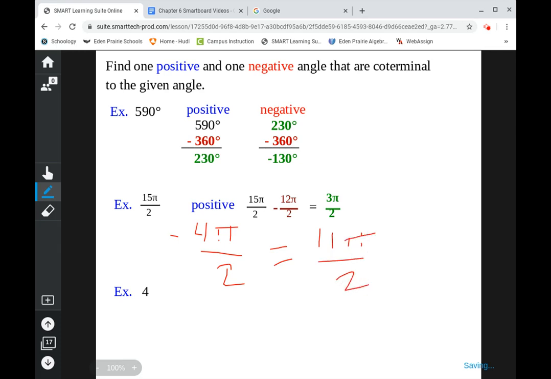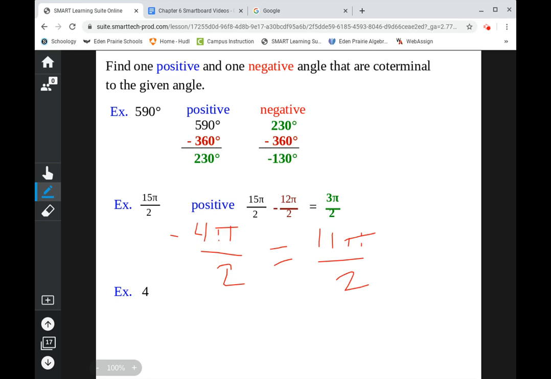That's the best you guys are going to get. Sorry. 11 pi over 2 is also coterminal to 15 pi over 2. All right, just keep that in mind. But I got 3 pi over 2 because by subtracting 4 pi over 2 multiple times, you would get to 3 pi over 2. Any of those answers will be fine.